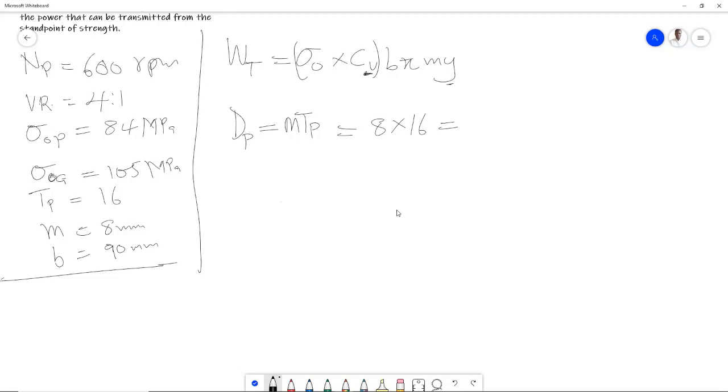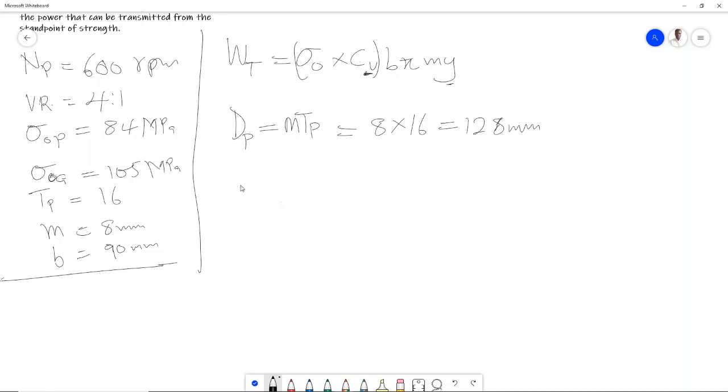What's the value? I want you to work along with me. It's not just me alone talking. So it's what? 128. So you have 128 millimeters. Okay. From here, we can determine the velocity, the pitch line velocity.